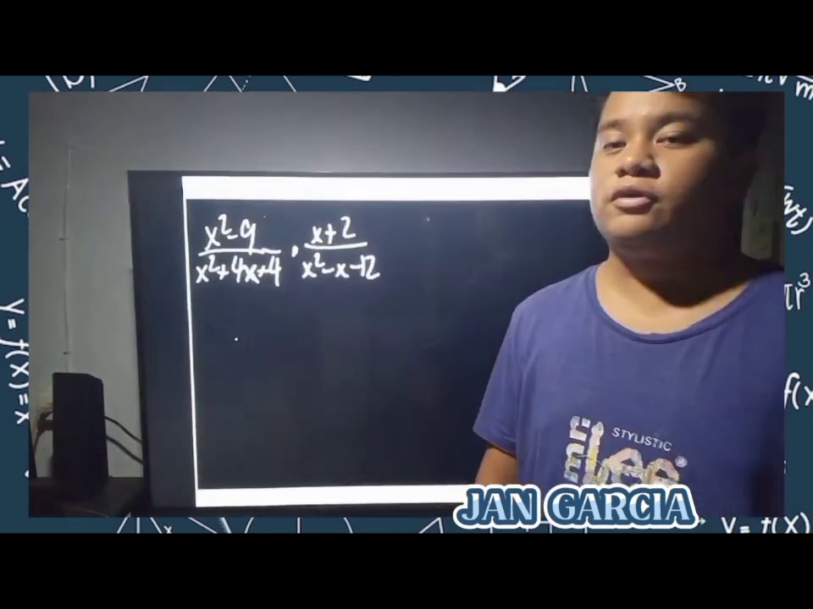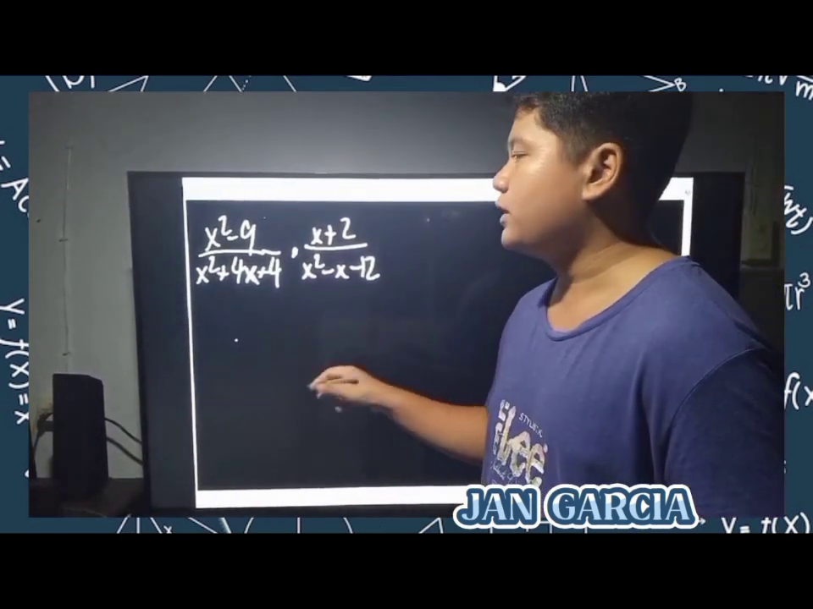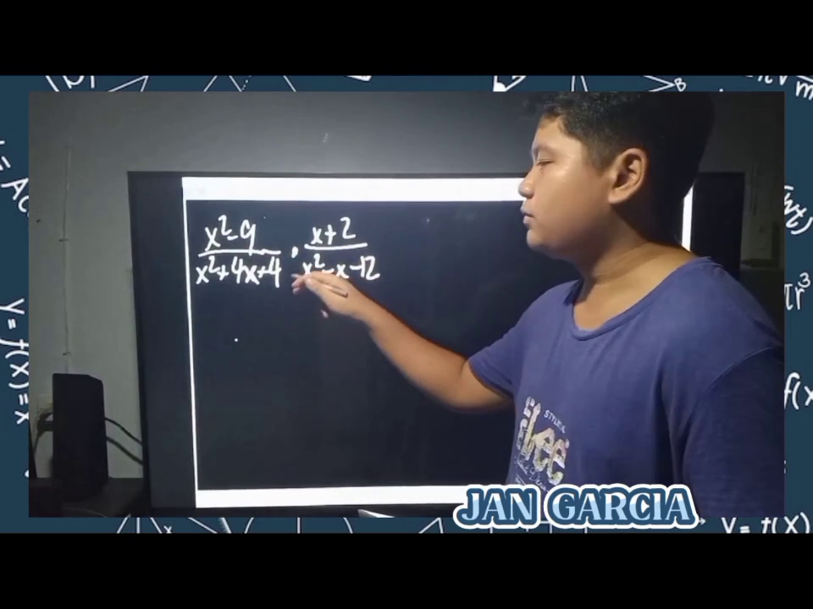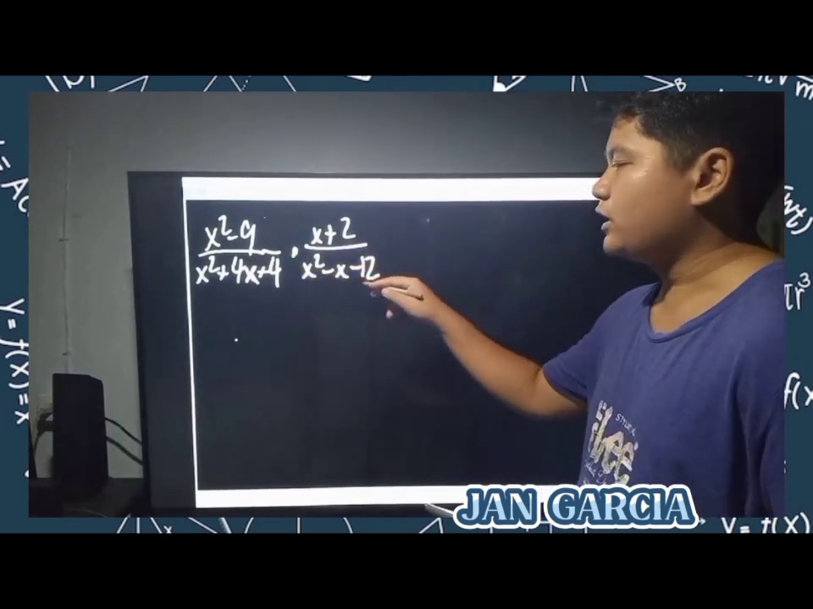Now that is the final answer. Difficult example of rational expression. The rational expression to be multiplied is x squared minus 9 over x squared plus 4x plus 4 times x plus 2 over x squared minus x minus 12.